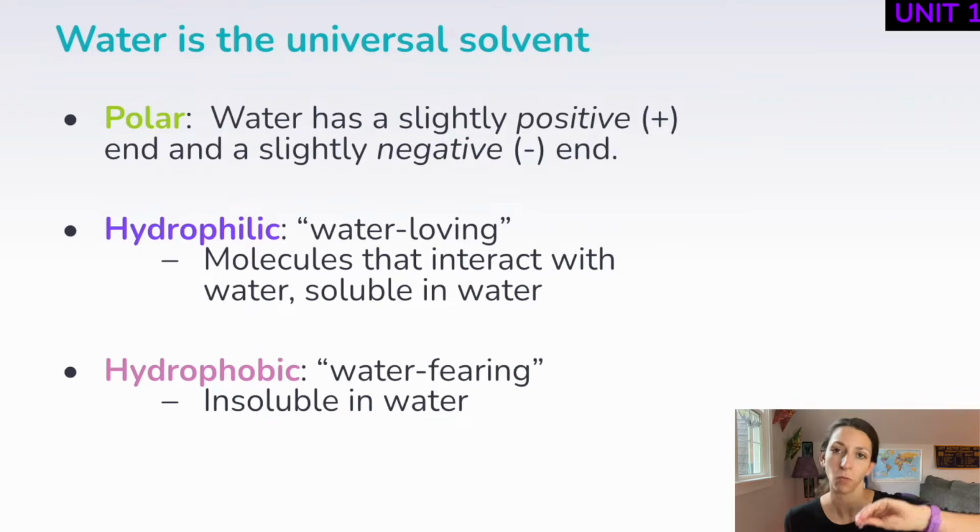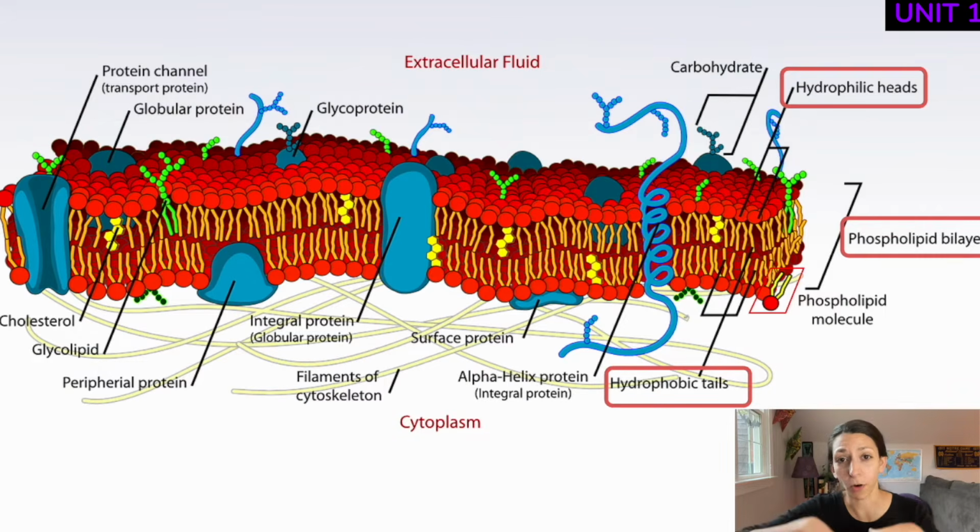Again, polar, meaning water has a slightly positive and a slightly negative end. It'll work well with other polar molecules, and non-polar substances will tend to avoid water. So molecules that are water-loving, or that interact and are soluble in water, are often called hydrophilic, and molecules that are water-fearing, hydrophobic, are insoluble in water. So we think about the structure of our phospholipid bilayer in our cell membranes. Those hydrophilic phosphate heads are going to be more attracted to water, and the hydrophobic tails are going to avoid water, and so they'll situate themselves in the center of that membrane, which you can see right here.